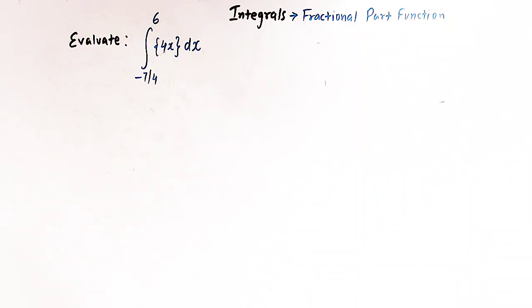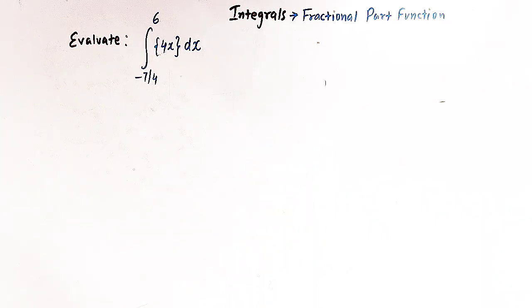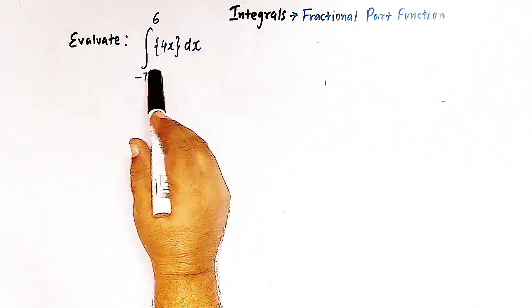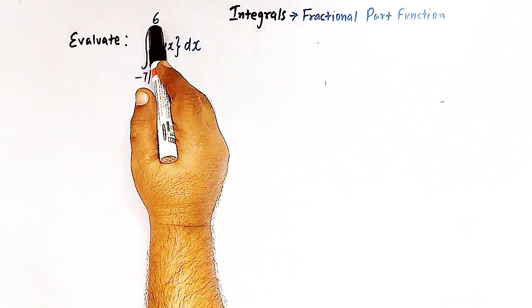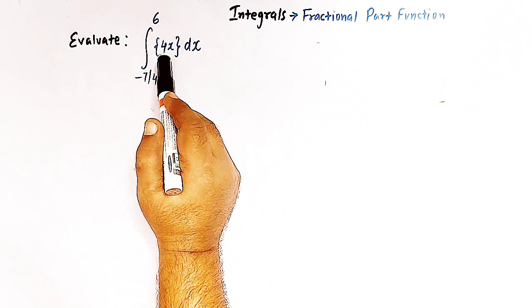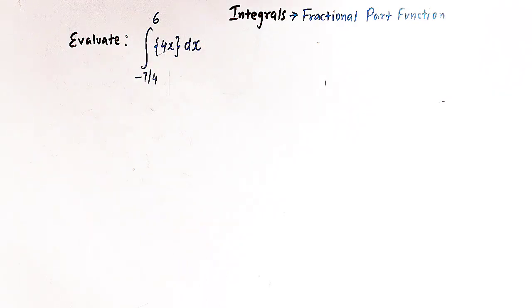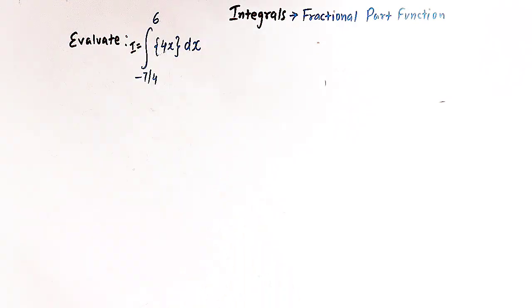Hello viewers, in today's session we are going to discuss another important and conceptual problem from definite integrals, and in this session we are going to discuss this integral involving the fractional part function. So we have to evaluate this integral in which the lower limit is minus 7 by 4 and the upper limit is 6 and the integrand is the fractional part of 4x, right? So here let us first call this integral as I, right?